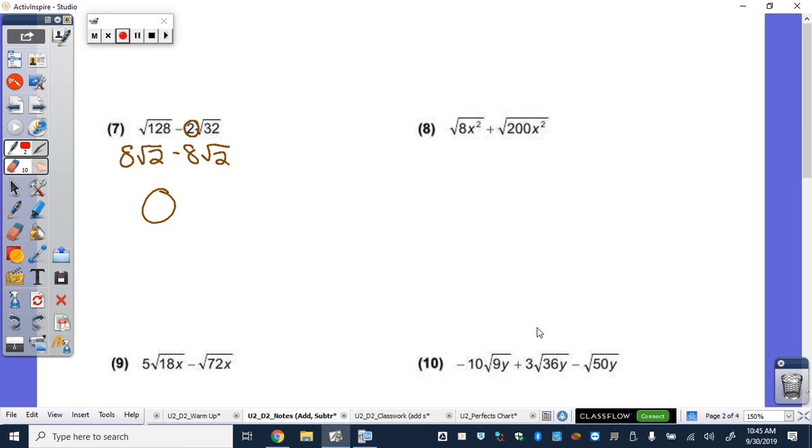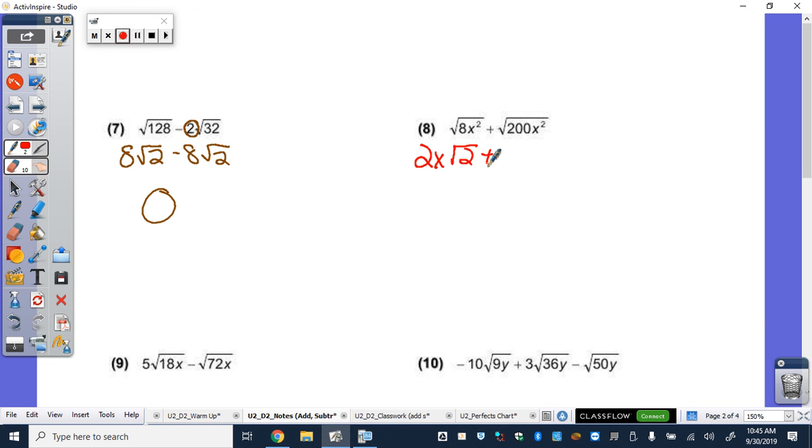So for number 8, still doing square roots. So x squared being under the radical is a perfect square, so that will end up coming out of the radical. Looking at the 8, what's our largest perfect square that goes into the number 8? 4. And the square root of 4 becomes? And the square root of x squared makes that an x out of there, so 2x becomes our coefficient. Underneath that radical, we still have a 2. I'm doing that 4 times 2.